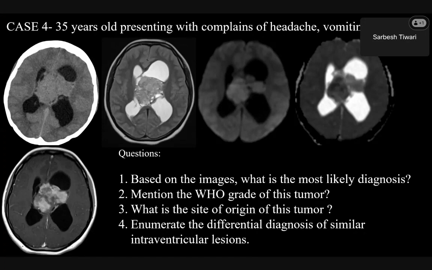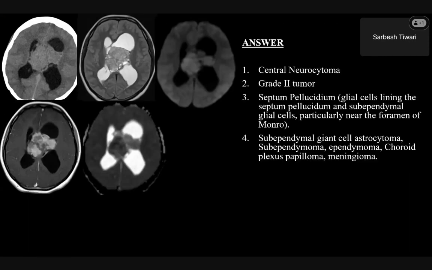Subependymoma is also a very good differential. Excellent. It arises from the septum pellucidum. Can you enumerate the differential diagnosis? You have already enumerated, so let's move to the answer. Definitely central neurocytoma, a grade 2 tumor. The tumor arises from the septum pellucidum, that is, the glial cells which are lining the septum pellucidum. That is the area of origin of the tumor, and it is particularly near the foramen of Monro.